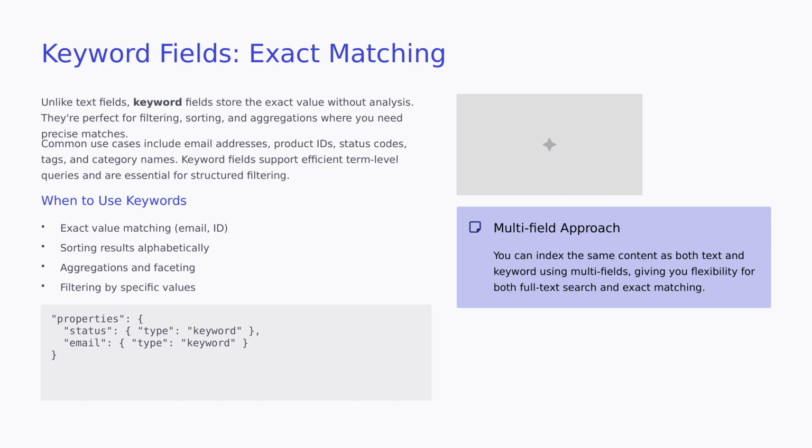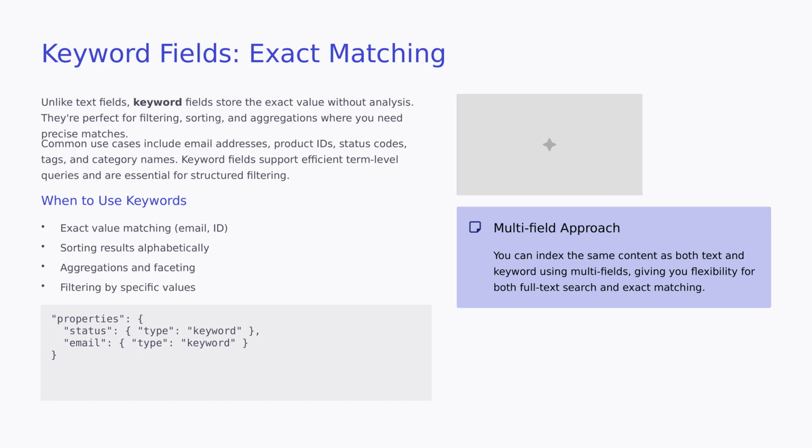In the world of keyword fields, precision reigns supreme. Unlike text fields, keywords store data without analysis, making them ideal for exact matching needs. Think email addresses, product IDs, or status codes, where specificity is key.